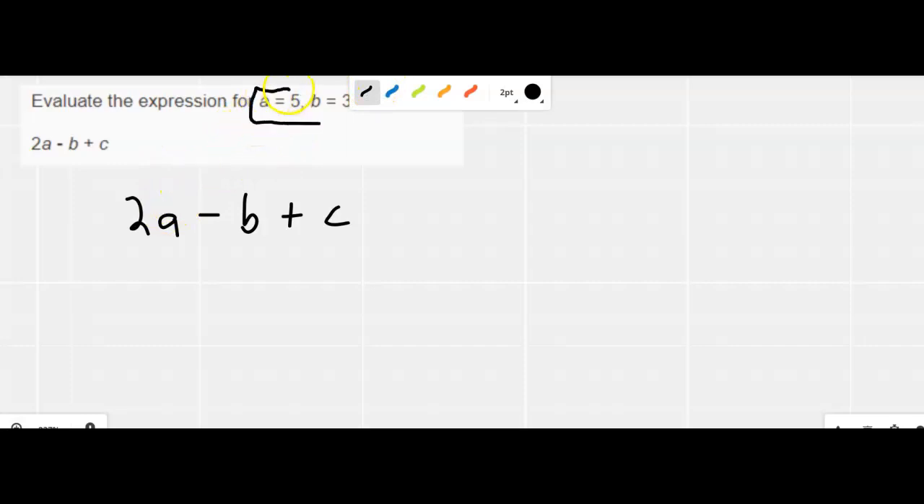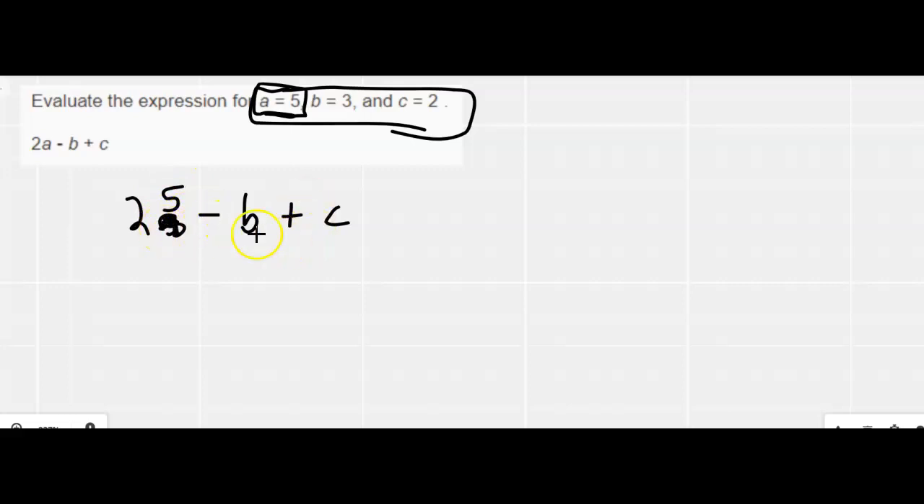Still, we're going to use this as your key. And wherever there's an A, you're going to put a 5. Well, here's an A, so that's going to turn into a 5. Get out of here, A. You're being replaced. That's going to be multiplying. Wherever there's a B, you're going to put a 3. Get out of here, B. You're being replaced by the 3.